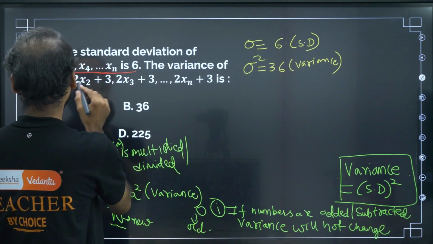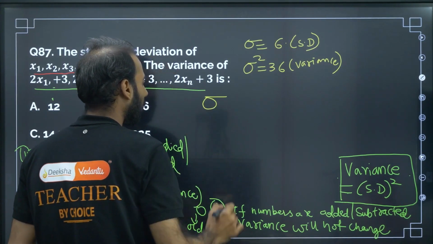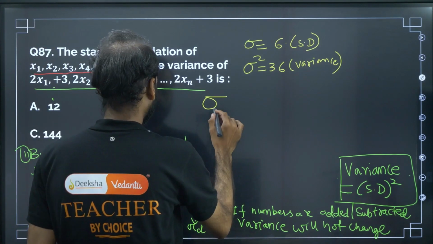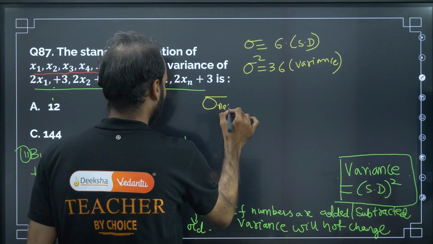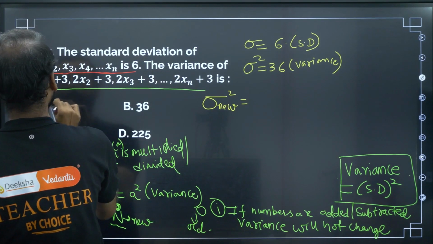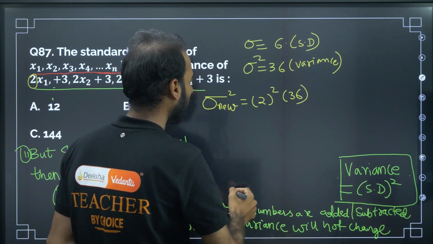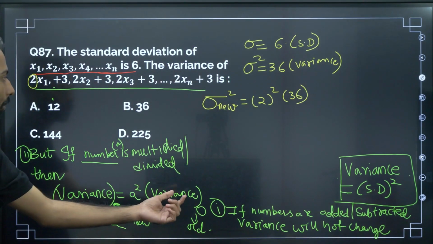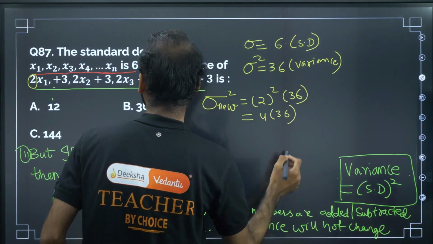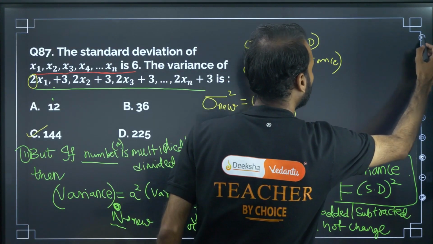So the variance of this, that means they are talking about sigma square new is equal to a square. If you see, a is 2, so 2 square times 36. So if you are able to recall this, then what we have to do, we have to multiply 4 and 36. Within seconds we can get the answer as 144. Moving on to next question.